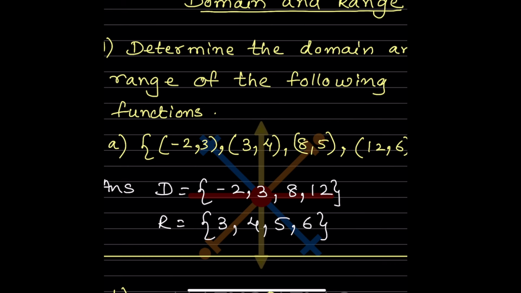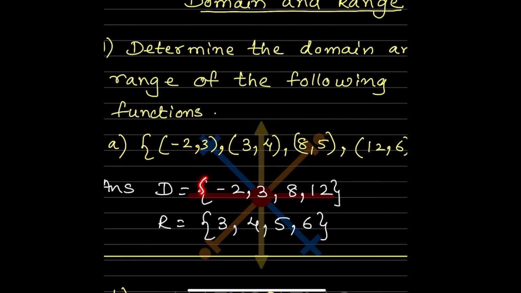So this is given. Always this is x and this is y. So the domain is the x values and the range is the y values. So we can write this domain as this first one, and always that should be in ascending order. This is already in order, but if not, you have to arrange it in ascending order.